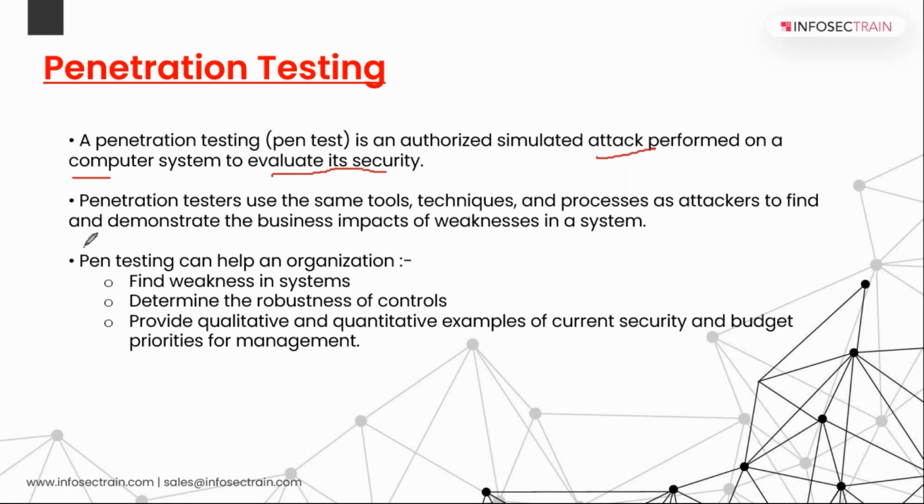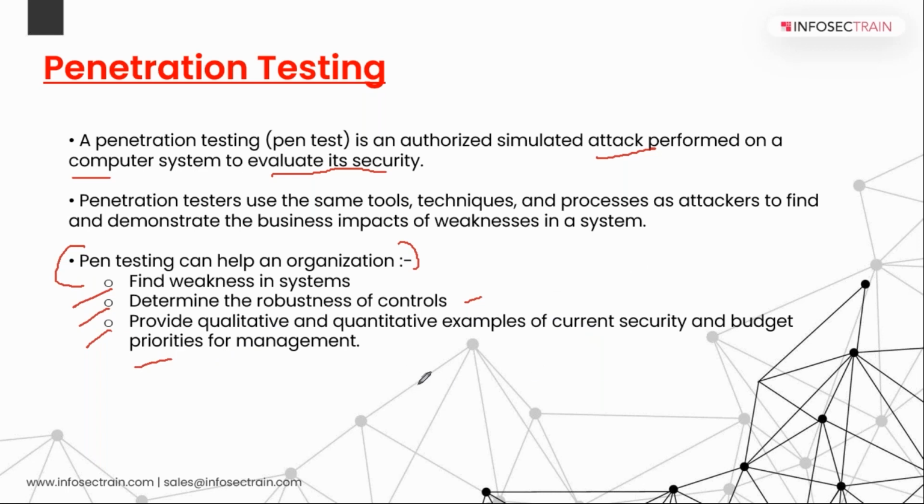So why can a pen tester help an organization? A pen tester tries to find out whether there is any weakness in the system or the network. They determine the robustness of the controls. They check whether anything additional is required, such as protocols or controls to be added. Pen testers also provide a qualitative and quantitative example of current security and budget priority for management.